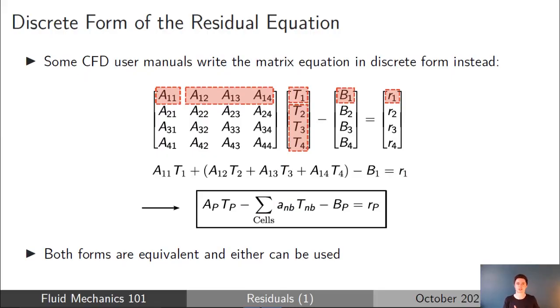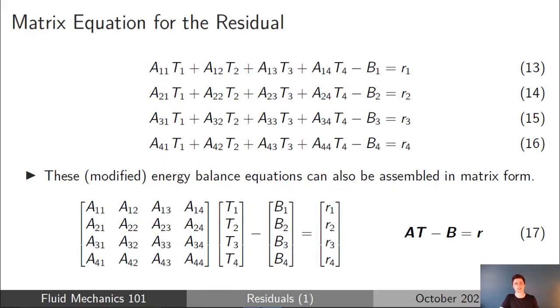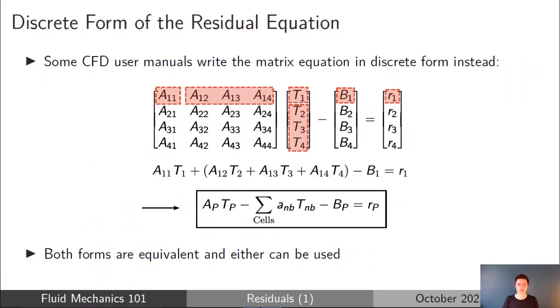Now at this stage, I wanted to make just a small side point to note that the equation AT minus B equals R, as I've written it here, is in matrix form, but you may also see in some of the CFD manuals, if you decide to look for this equation, you may see it written in discrete form instead. And to understand the discrete form, if you just look at one of the rows of the matrix, for example, let's consider the top row, and if you were to write that out, you would have A11 T1 plus A12 T2, A13 T3 plus A14 T4 minus B1 is equal to R1.